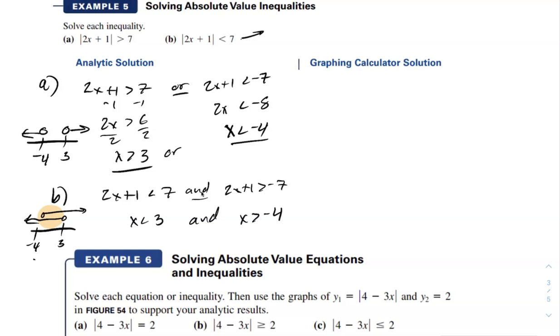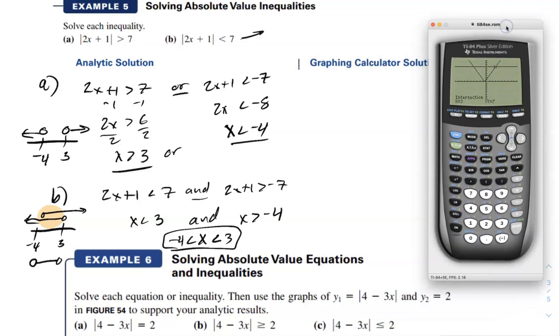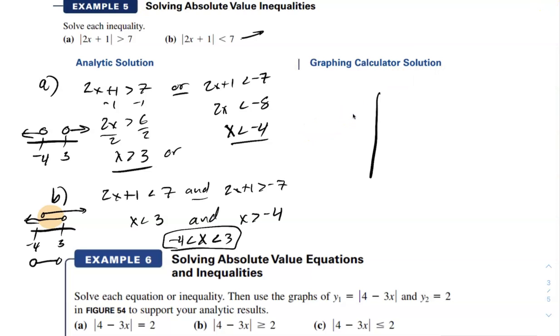It's from negative 4 to 3. That's why if you want, you can combine it, and we get x has to be between 3 and negative 4. That's how that one works. How do you do the calculator? Well, looking for us is the exact same graph. So right here, like I said last time, we already know what the picture looks like, so I'm just going to copy down the picture of the sketch so we have something to go off of.